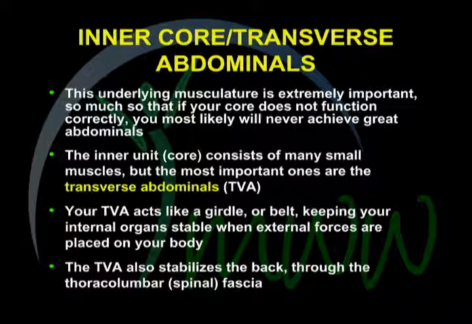Inner core transverse abdominals. This underlying musculature is extremely important, so much so that if your core does not function correctly, you most likely will never achieve great abdominals. The inner unit, core, consists of many small muscles, but the most important ones are the transverse abdominals, TVA. Your TVA acts like a girdle or belt, keeping your body stable when external forces are placed on it. The TVA works to stabilize the internal organs in a girdle-like fashion. The TVA also stabilizes the back through the thoracolumbar spinal fascia.